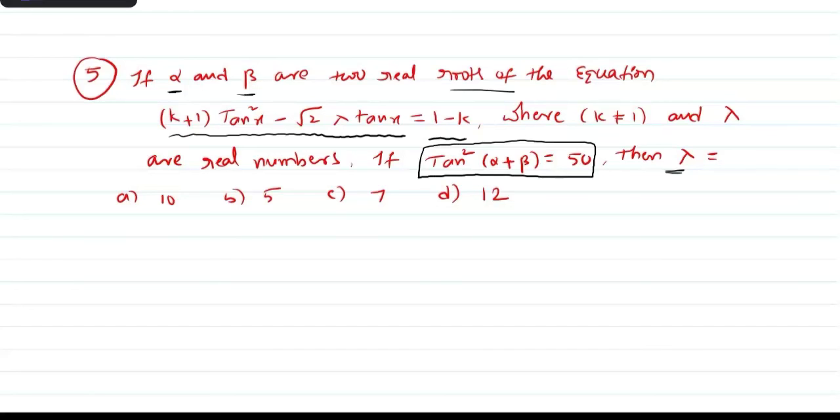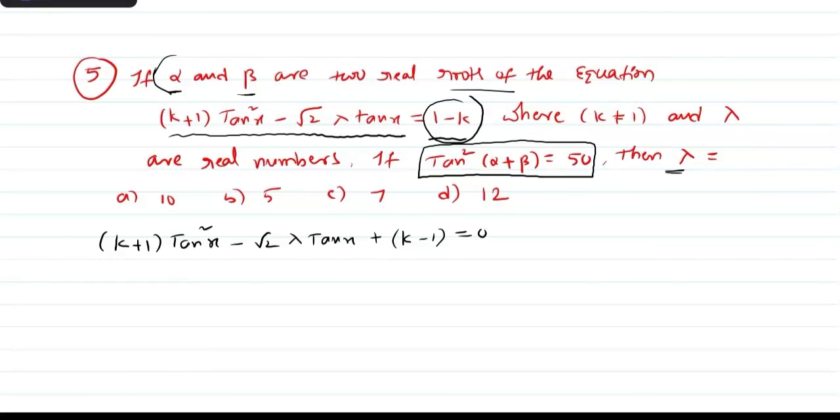First of all, take the given equation. The equation is k plus 1 into tan square x minus root 2 times of lambda into tan x plus k minus 1. If you take that 1 minus k to the left hand side, that will become k minus 1 is equal to 0. So he has given alpha and beta are the roots of this equation. The equation is in terms of tan, right? So now the roots will be tan alpha, tan beta.